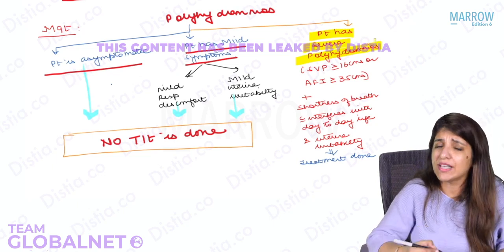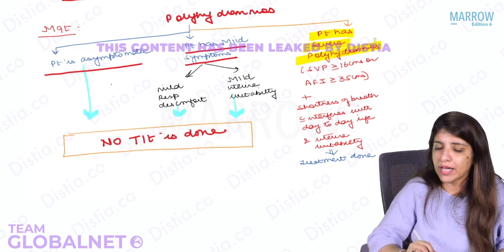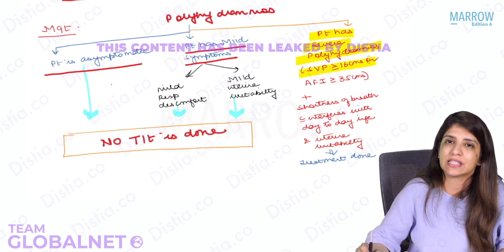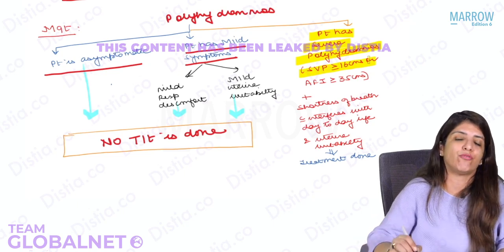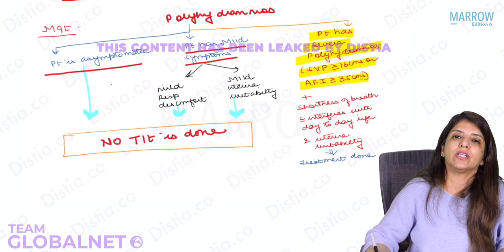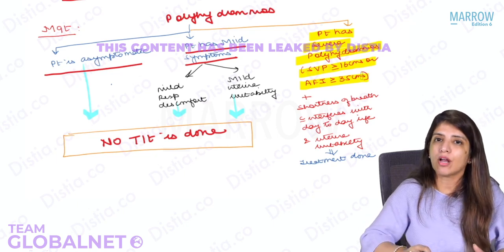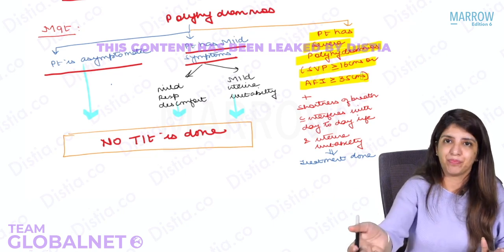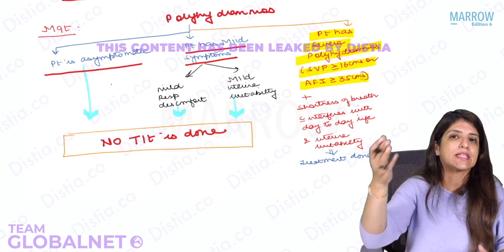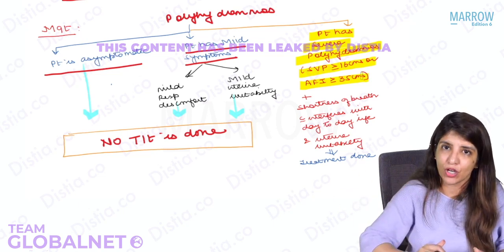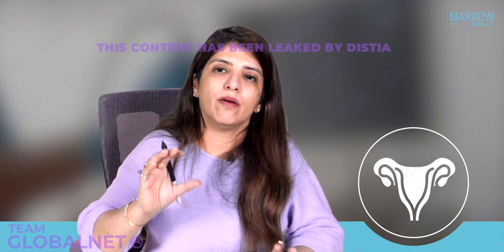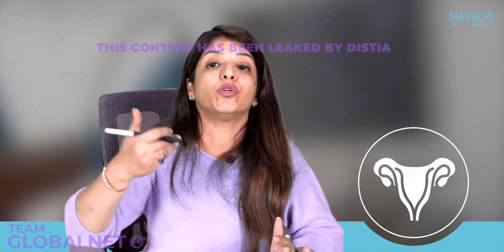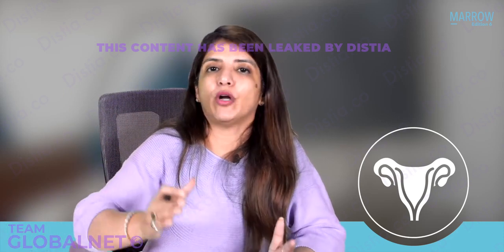And how do you classify severe polyhydramnios? Severe polyhydramnios means the single largest vertical pocket is more than or equal to 16 centimeters, or the amniotic fluid index is more than or equal to 35 centimeters. Polyhydramnios was single largest vertical pocket more than or equal to 8. So if it becomes double, from 8 to 16, it is severe polyhydramnios. AFI in polyhydramnios was more than or equal to 25. Now if it becomes more than or equal to 35, then that is severe polyhydramnios.